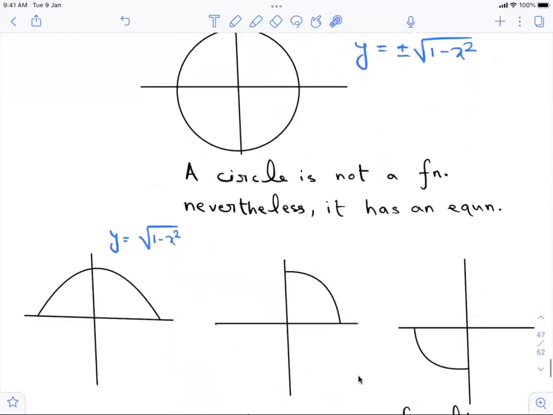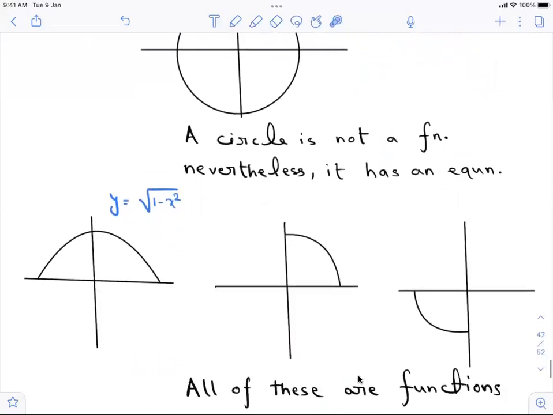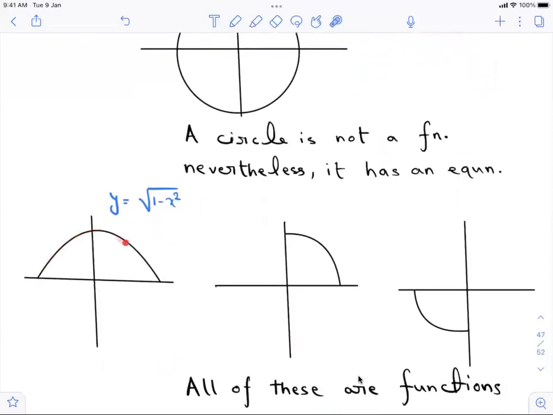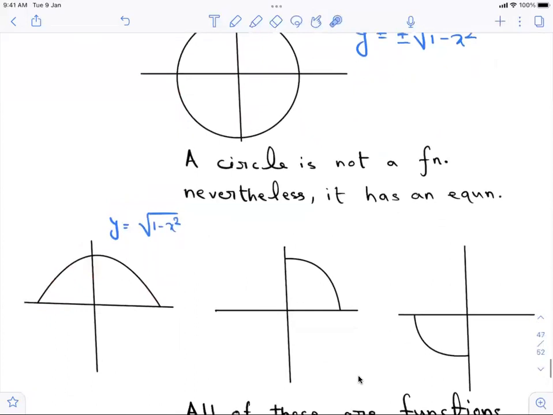However, if you remove certain parts of the circle, you can get a function. For example, the semicircle. So if you remove the bottom part of the circle, you get a function. So that means I'm just taking the plus sign. Similarly, the same function will work here if I restrict. So a part of the circle in a given quadrant is going to represent a function. That's because, once again, it passes the vertical line test.